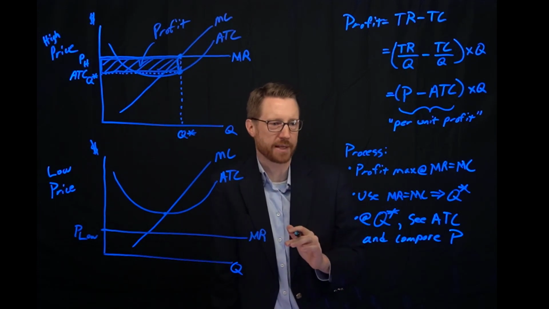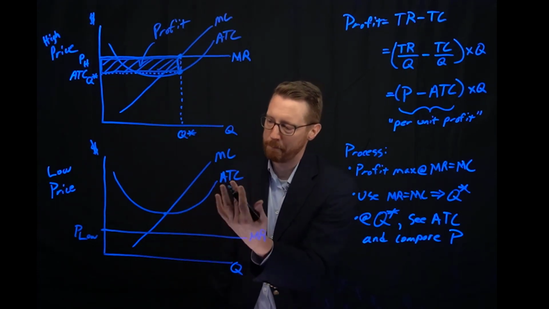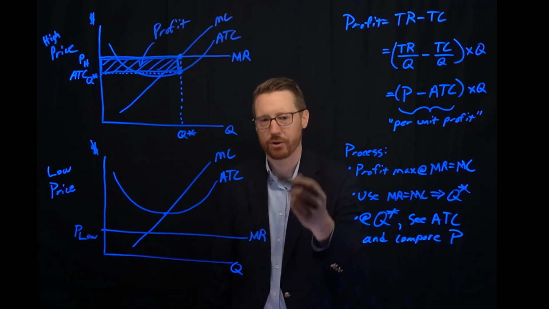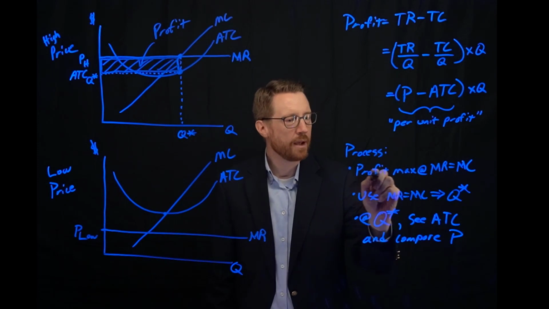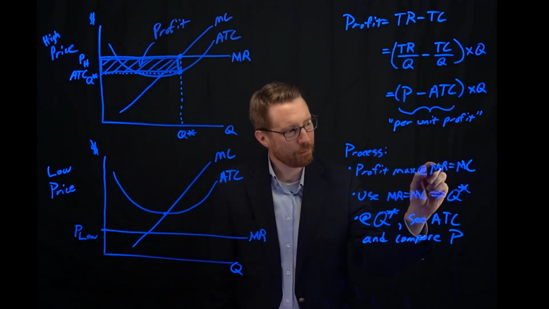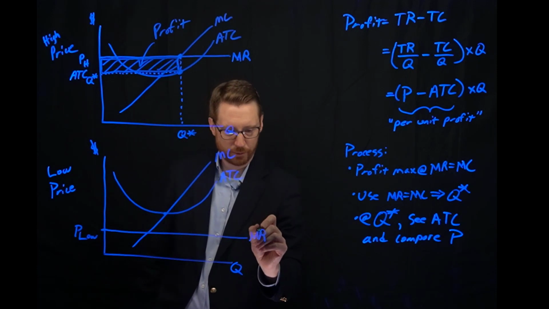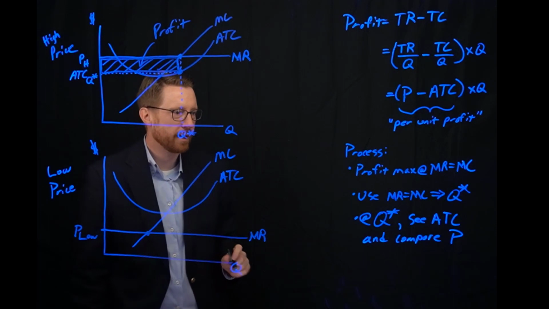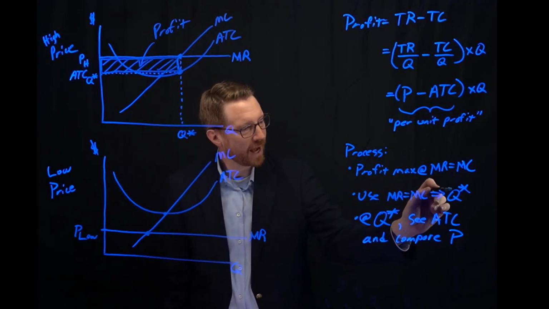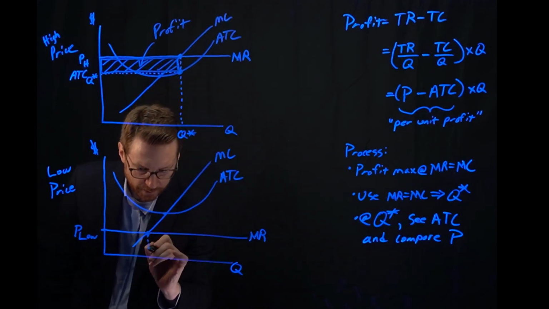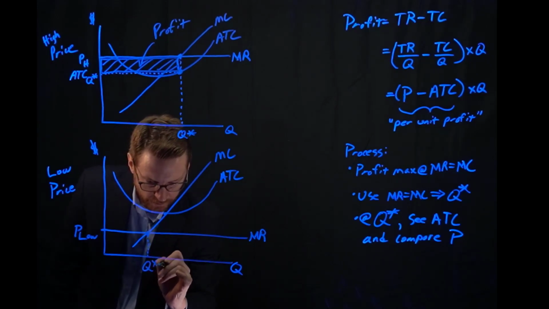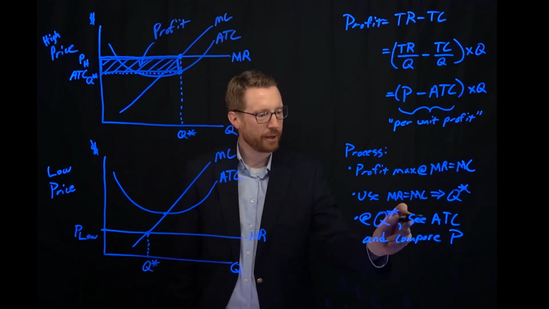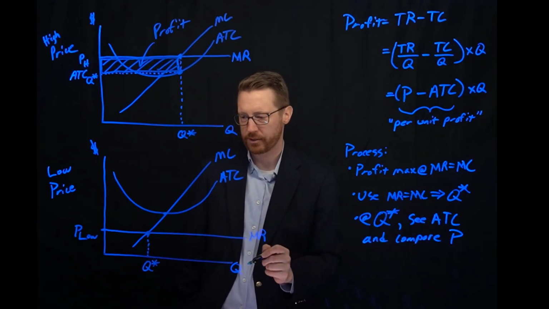Okay, so let's go through our process again. If this firm is trying to maximize its profit, what does it do? It goes through the decision of, do they make the next unit? Do they make the next unit? Do they make the next unit? Until they hit their profit max point where marginal revenue equals marginal cost. So marginal revenue equals marginal cost right there. And they use that point to find their optimal quantity Q star. Q star. All right, so at Q star, they want to see what their average total costs look like.